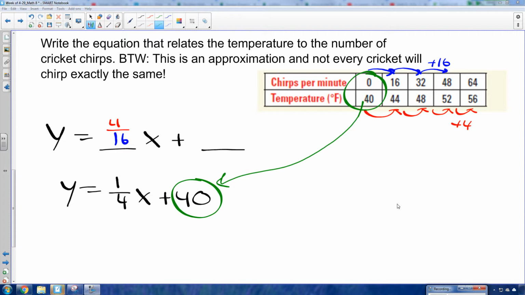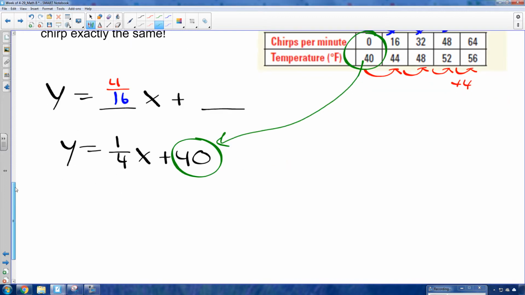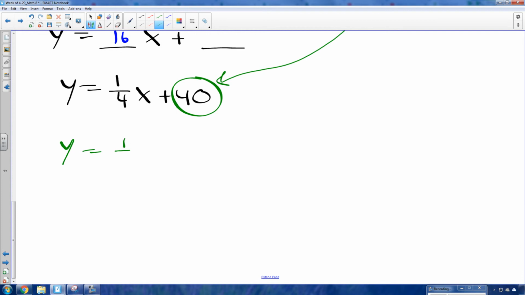Let's say there are maybe 128 chirps. How would we figure that out? I would take y equals 1/4 times the number of chirps, plus 40. If there were 128 chirps, I'd take a quarter of that and add 40, just like the fact of the day said. What's a quarter of that? I think it's 32. So we have 72 degrees.